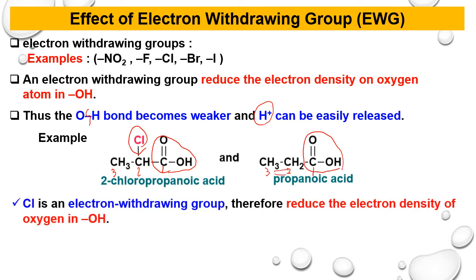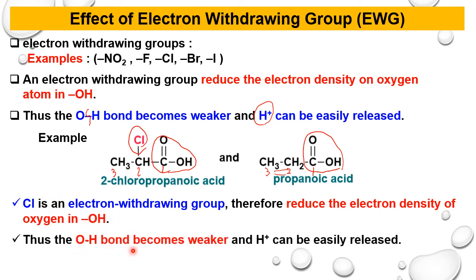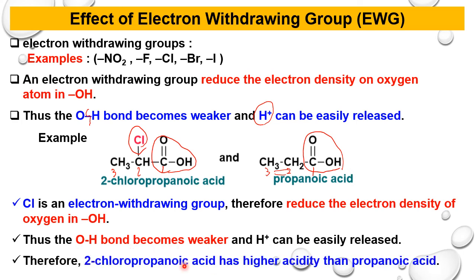Jadi, awak akan explain, kalau kita compare between these two, you will explain, chlorine, nyatakan dulu, chlorine is an electron withdrawing group. Therefore, it will reduce the electron density of oxygen in OH. Awak akan tulis exactly as this is. Okay. As is it yang ada dekat sini, itulah yang awak akan jawab dalam exam. Okay. Thus, the OH bond becomes weaker and H+ can be easily released. Therefore, 2-chloropropanoic acid has higher acidity than propanoic acid.